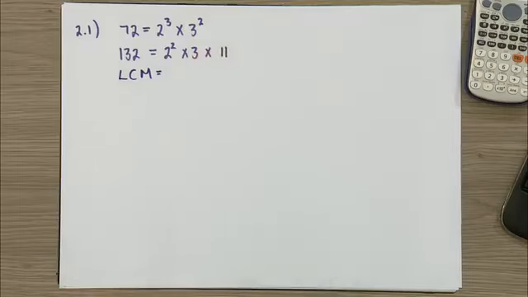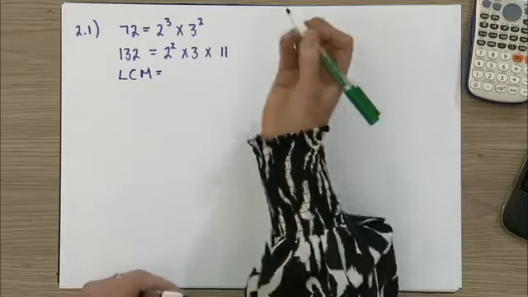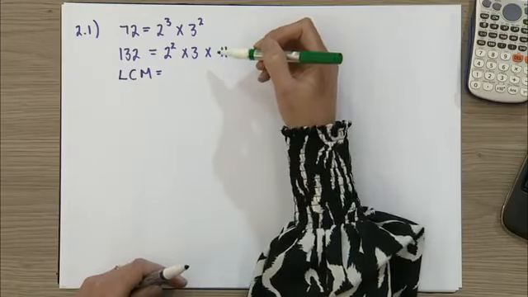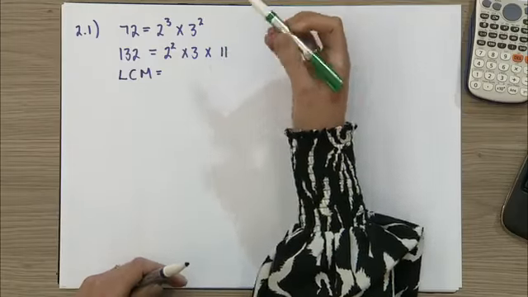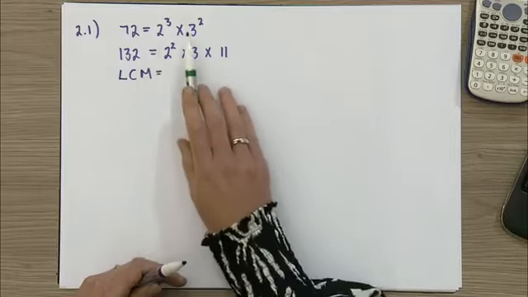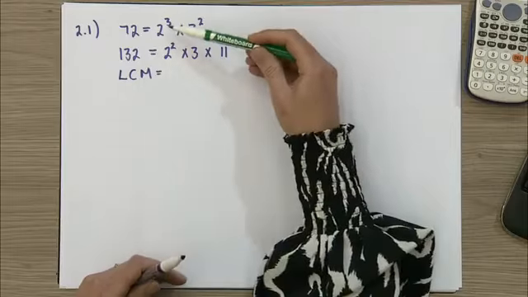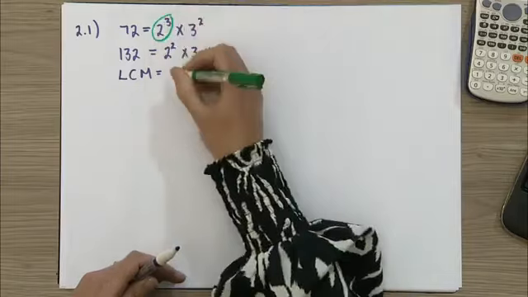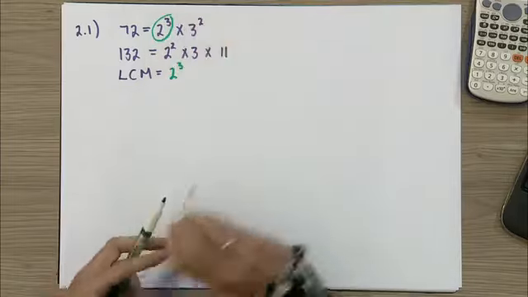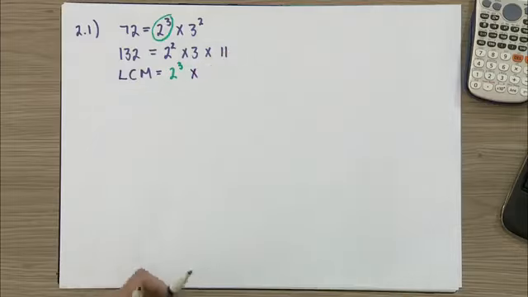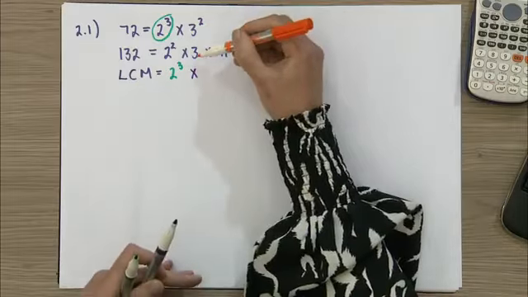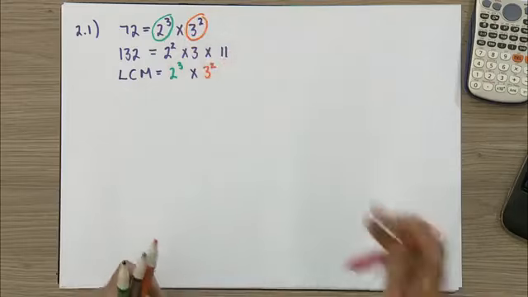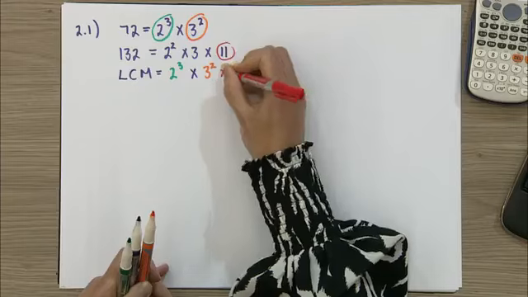How do I obtain the lowest common multiple again? I have to take every prime number that's available in both of these numbers to their highest exponent. So if I look at my prime numbers, I've got 2, 3, and 11. 2 to the power of 3 and 2 to the power of 2, the one with the biggest exponent is 2 to the power of 3. So it's 2 to the power of 3 times. For the 3's, I've got a 3 squared and a 3. Biggest exponent would be times 3 squared. And then there's only one 11, so times 11.